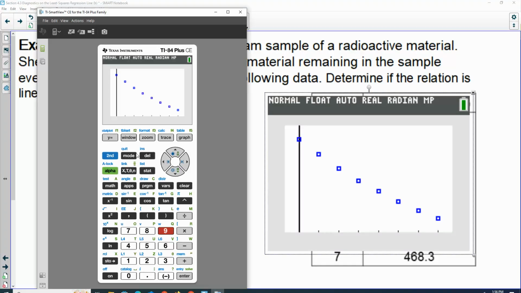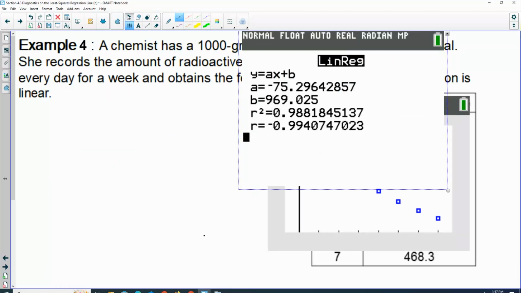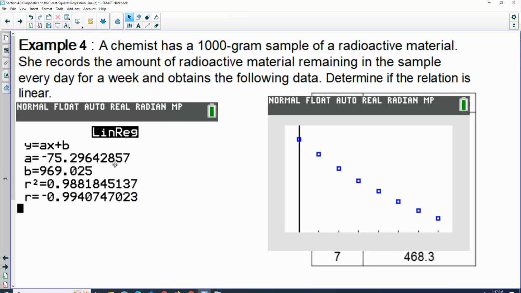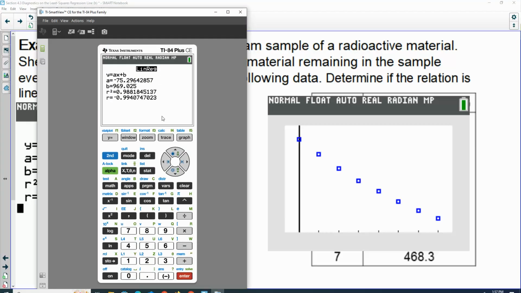Okay, let's check. Let's run our regression line. So if I calculate my linear regression, look at our R value, our coefficient of determination. Does that appear linear? Negative 0.994, that seems pretty linear. So we looked at the scatter plot, it looked like a line. We look at our correlation coefficient, that appears linear. What's the final thing I can do if I really want to verify? We have to look at the residuals. So we ran our linear regression, so we're good there.